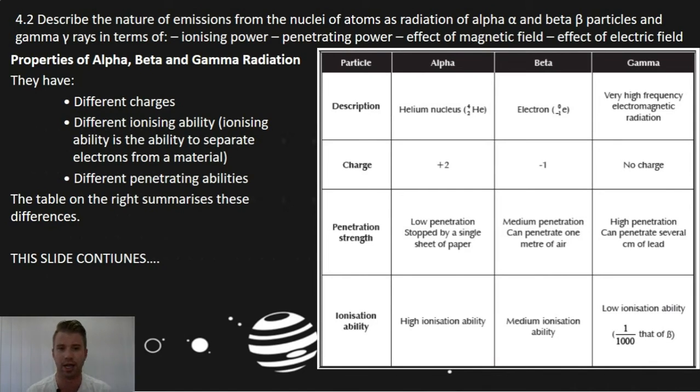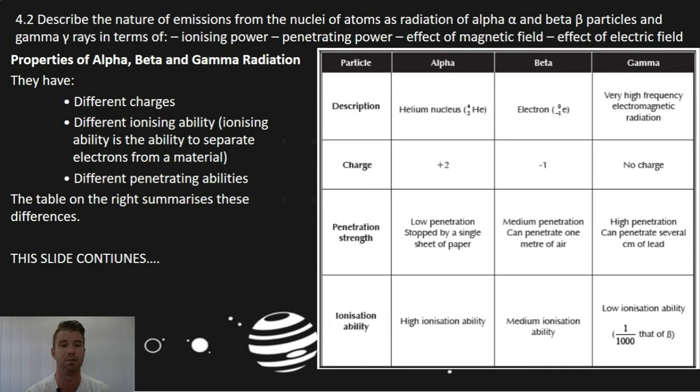So what are the properties of alpha, beta and gamma radiation? They all have different charges, different ionizing ability, that is the ability to strip and separate electrons from a material. And they all have different penetrating abilities. So as I mentioned, the table on the right summarizes this.